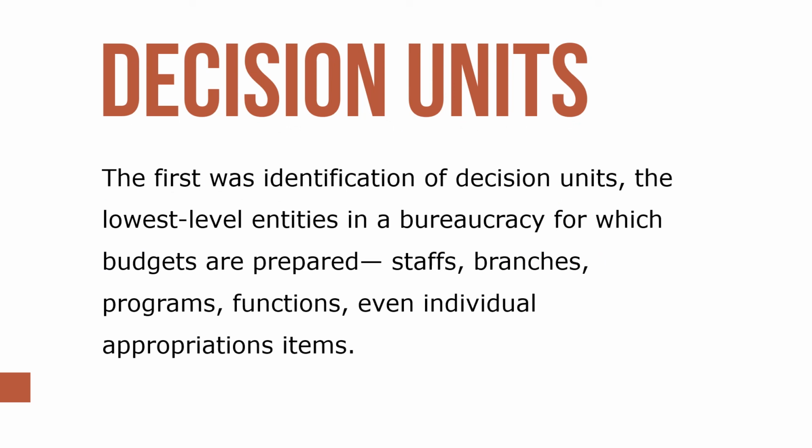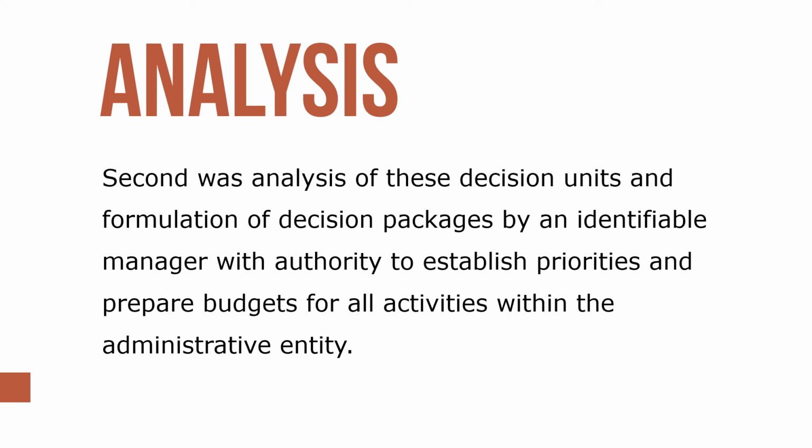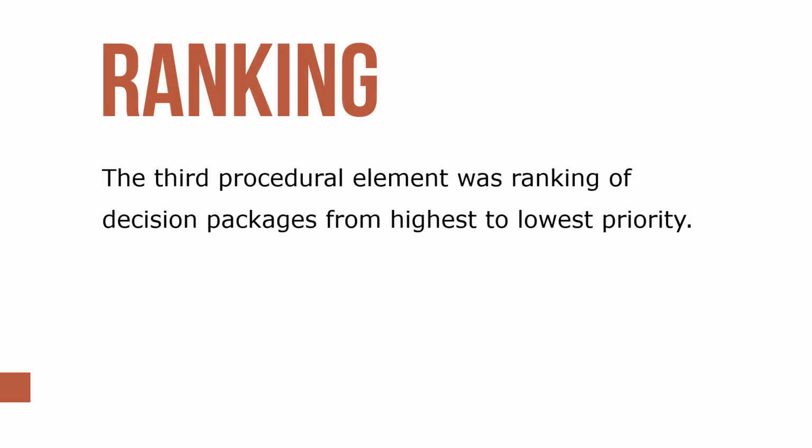ZBB involved three basic procedural elements within each administrative entity. The first was identification of decision units, the lowest level entities in a bureaucracy for which budgets are prepared: staffs, branches, programs, functions, and even individual appropriation items. Second was analysis of these decision units and formulation of decision packages by an identifiable manager with authority to establish priorities and prepare budgets for all activities within the administrative entity. The third procedural element was ranking of decision packages from highest to lowest priority.